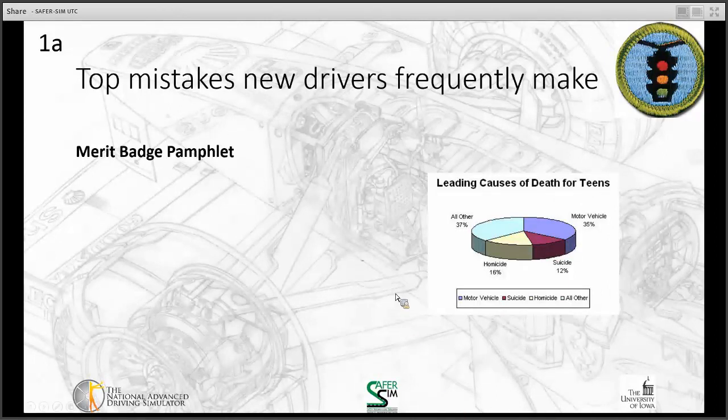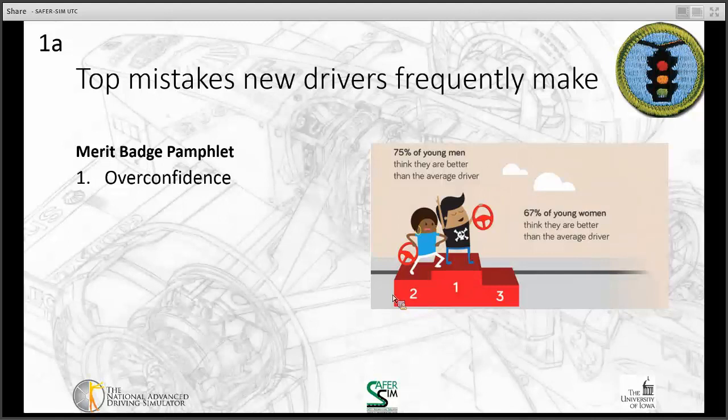So the merit badge pamphlet details a series of top mistakes that new drivers make. One of those is overconfidence. When we look at young men, three-quarters of them, 75%, think that they are better than the average driver. And if you understand statistics, average is the middle. So half are better, half are worse. When three-quarters of the people think they're better than average, it's not possible, because the average is at 50%. What that means is that people think that they're better than what they actually are. And for young women, that's 67%. So young men are more likely to think they're better drivers than young women are. But young people in general are more likely to think that they're an above average driver. So overconfidence plays an important role in that.